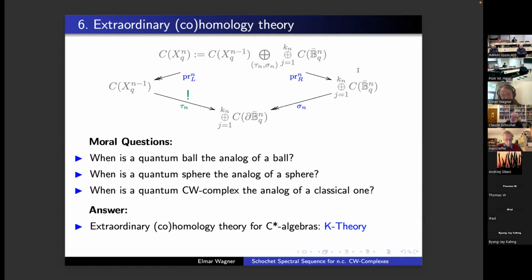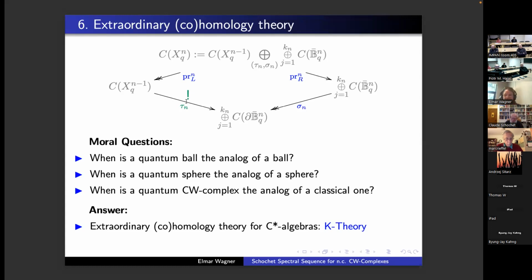But I wanted to have analogs of classical CW complexes. So these algebras, which I call quantum balls, should resemble something which is a classical ball. These boundary spheres should resemble a classical sphere. Otherwise, it doesn't make sense to call it a CW complex. And I want to compare, where is this exclamation mark? I want to compare it with the classical construction. So it's not enough just to take the same number of balls.